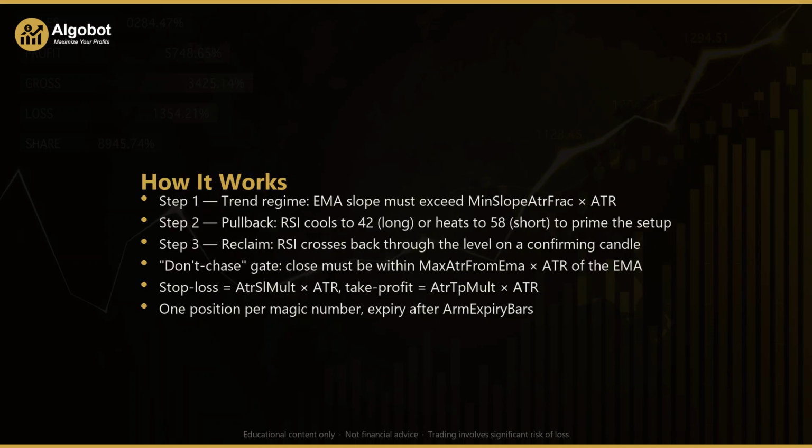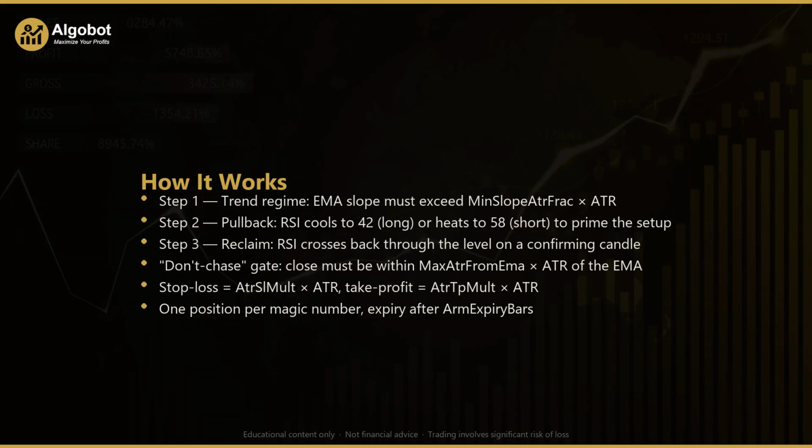Let's walk through the exact logic, step by step. Everything runs on completed bars, so the strategy makes its decisions once each bar closes. The first step is defining the trend regime. The strategy measures how far the exponential moving average has traveled over the last several bars, controlled by the EMA slope bars setting, which defaults to 5. For that travel to count as a genuine trend, it must be larger than the min slope to R frac value multiplied by the current ATR. With the default of 1500ths, a flat or drifting moving average simply produces no signals at all. If the slope is clearly upward, we have an up regime. If it's clearly downward, a down regime.